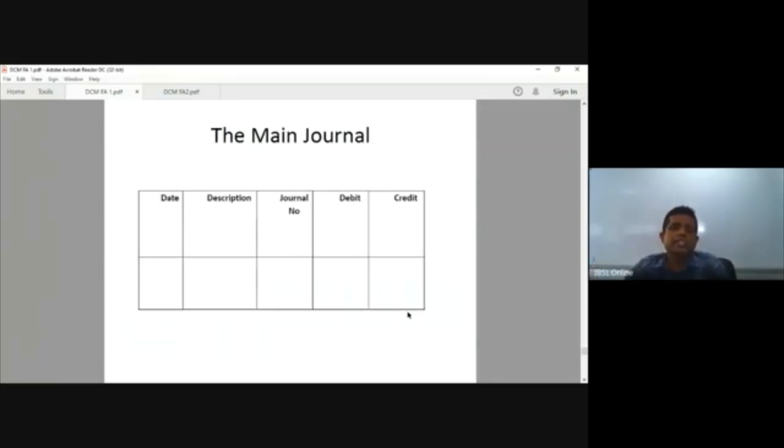Then the main journal. Other than the cash book, petty cash book, purchase journal, sales journal, return inward and return outward, if you take any other transaction that happens in an organization, before writing into a ledger, those will go to the main ledger, sorry, main journal.